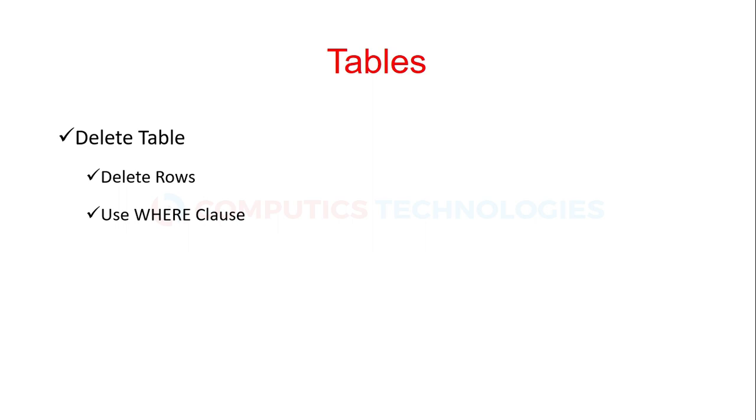Delete table. The delete statement is used to delete rows from a table. We can use a where condition to delete a specific row from a table. If you want to delete all the records from the table, then you don't need to use the where clause. Delete from employee where employee ID is equal to 3. This command will delete the row where employee ID is 3.